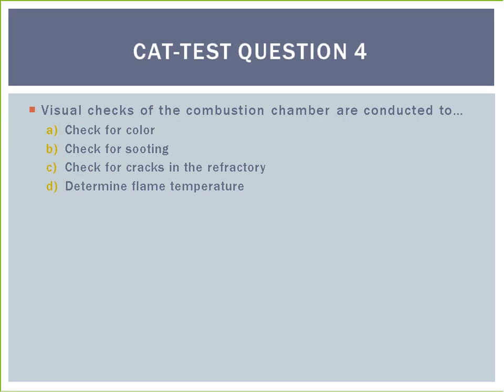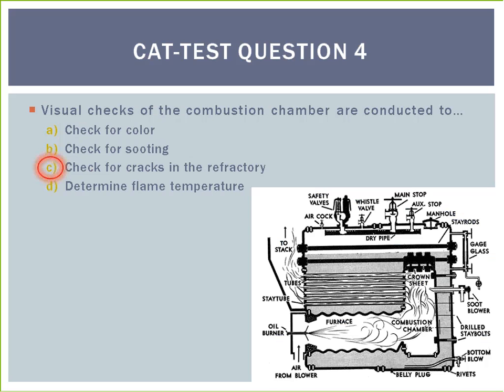CAT test question number 4. Visual checks of the combustion chamber are conducted to A. Check for color, B. Check for sooting, C. Check for cracks in the refractory, or D. Determine flame temperature. Answer C is the best answer here because checking for cracks in the refractory is the first indication of ceramic fiber chamber material deterioration. Answers A, B, and D all have to do with the flame mixture and are therefore incorrect.